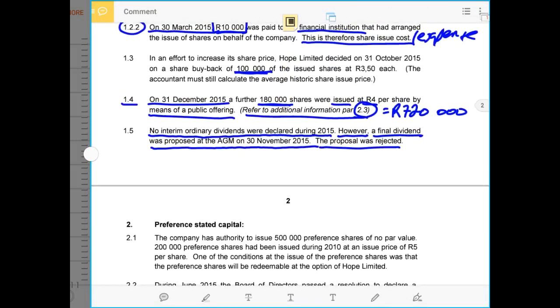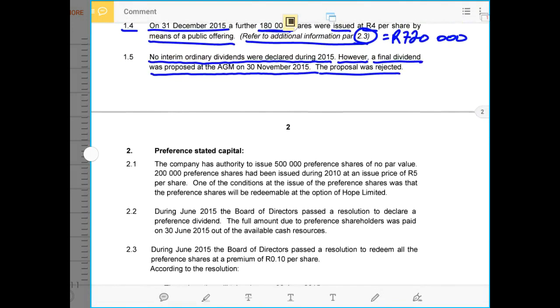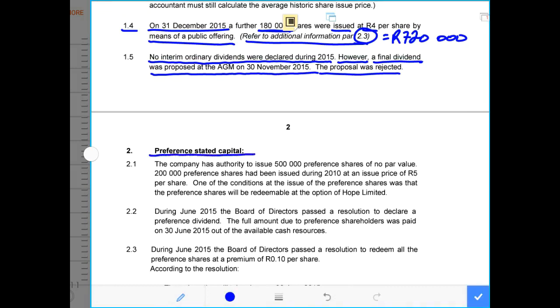That was number 1, and number 1 was mainly focusing on the ordinary stated capital. And number 2 is focusing on the preference stated capital. Please take note of that. So now I have analyzed all the ordinary, therefore now I'll be analyzing the preference stated capital entries.